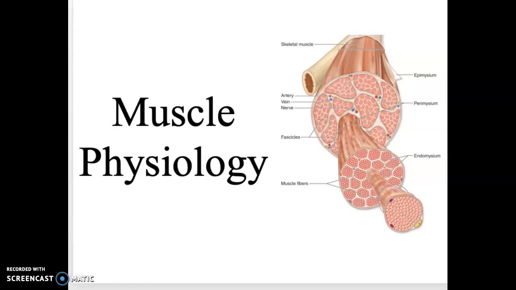Hi. So we'll go ahead and get started on this Unit 3, Muscle Physiology. You guys will notice this unit is 2 weeks, so you have a little bit more time, but the concepts in here are a little bit more complicated. So we'll start going through this here.